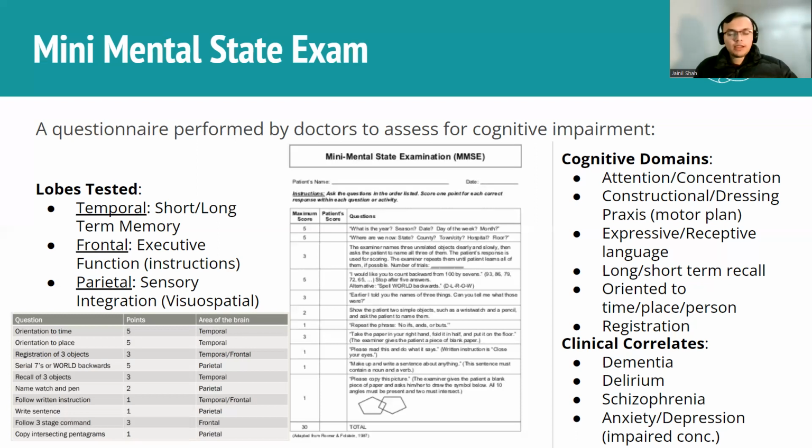Testing a couple of lobes through this section, and I'm not going to focus on what each of the lobes are and what they correspond to, because I'm sure you can search that up and see that in your slides.